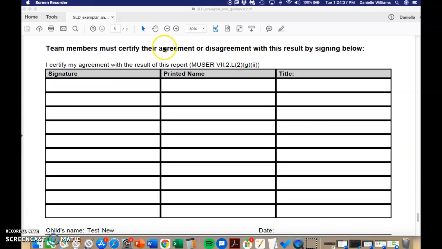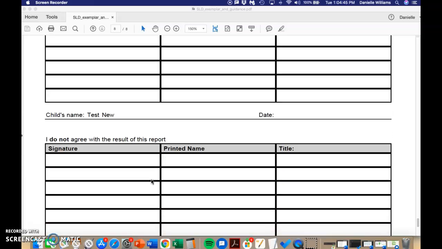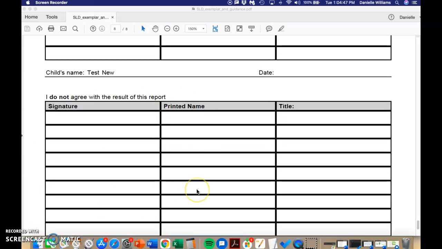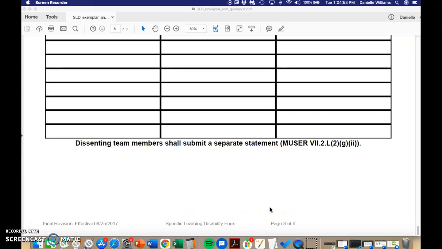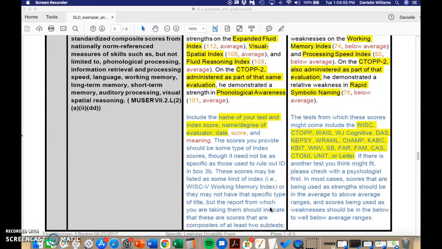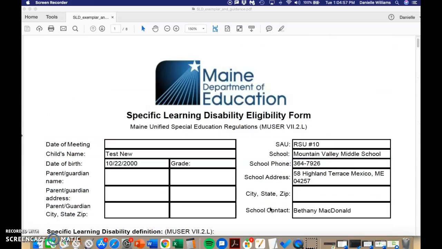Once you've done all that, you do need to obtain signatures. Folks need to either agree or disagree with the team. If someone disagrees with the team, they do need to provide a written separate statement indicating their disagreement. So that is your SLD form. It's a pretty long one, so don't be shy to ask for help when you need it. Your BBCs are there for you, as are all the members of the site team.